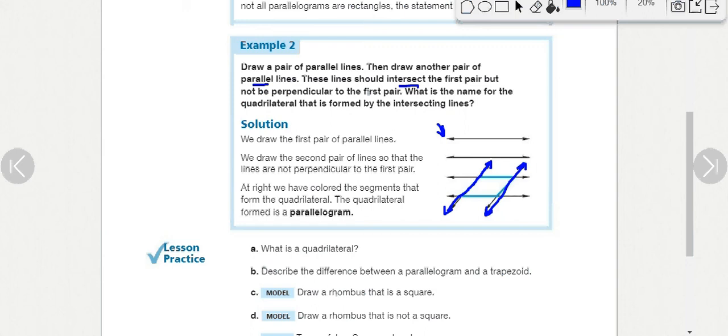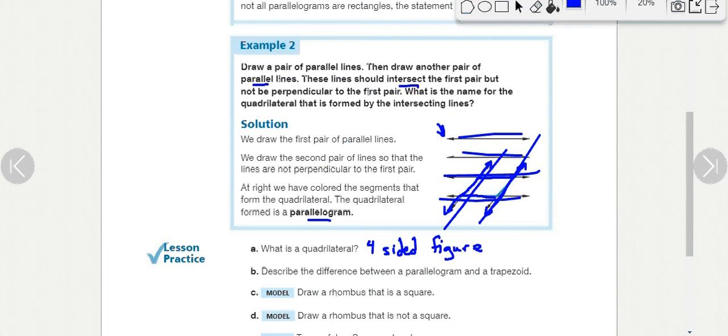What's the name of this quadrilateral on the inside? Well, it even looks like our parallelogram example because parallelograms are two pairs of parallel sides. Okay? Parallelogram. What's a quadrilateral? Four-sided figure or shape or polygon. I'm good with all three of those words for figure. B, describe the difference between parallelogram and trapezoid. It's all about how many pairs of parallel sides. You only have one with the trapezoid. You've got two with the parallelogram.